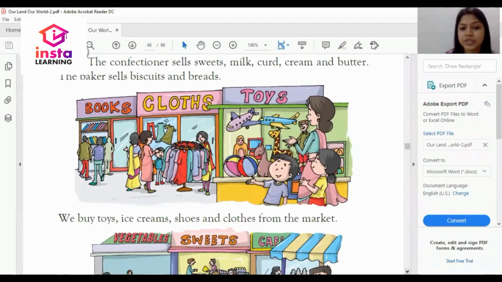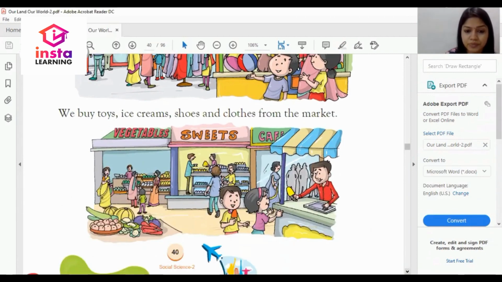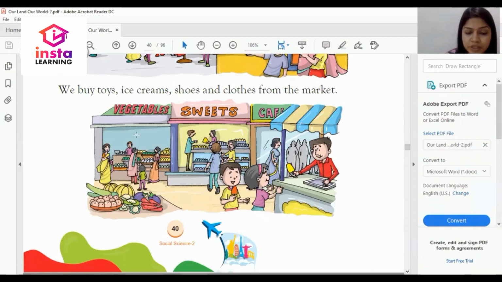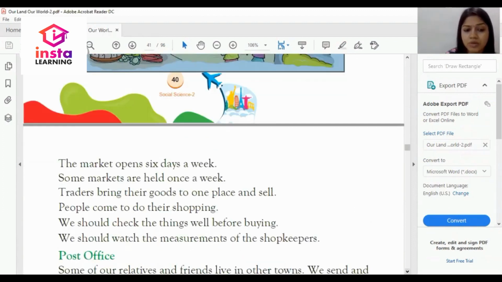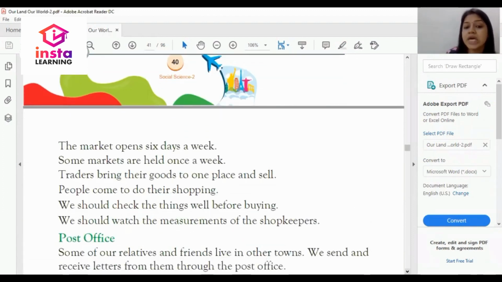This is the pictorial part of a market. We buy toys, ice cream, shoes and clothes from the market. This is the vegetable shop. This is the sweet shop. Now, the market opens six days a week.